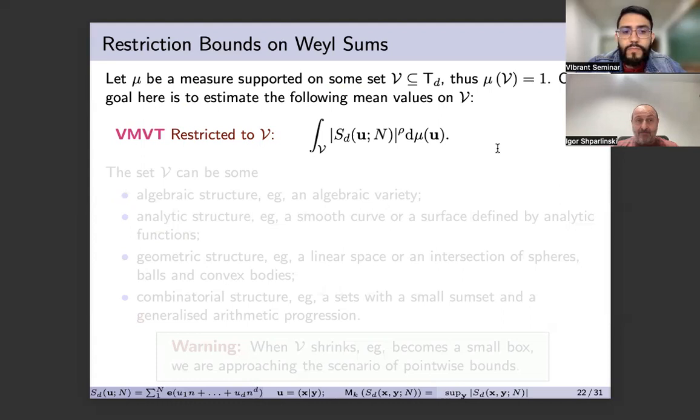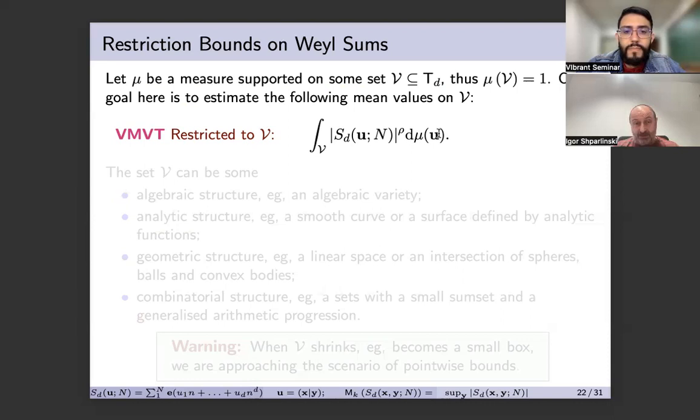So assume that mu is a measure supported on some set V of our unit torus, such that it's normalized. I want to look at mean value theorems with respect to this set and this measure. The classical case would be V is T^d and mu is just the Lebesgue measure. That would be the classical Vinogradov's mean value theorem. But we can look at some other sets and some other measures.